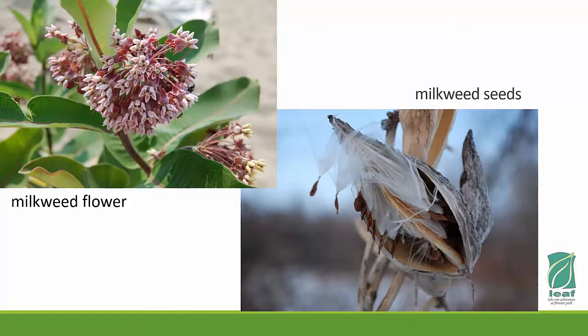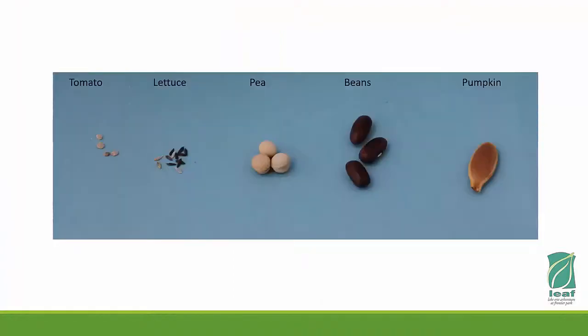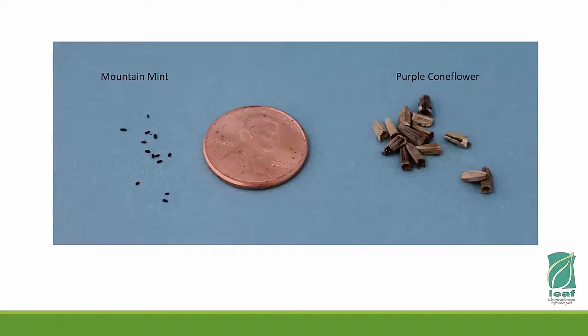Seeds may have many different shapes and sizes. Some plants produce very tiny seeds, while others produce very large seeds. For example, tomato seeds and lettuce seeds are very small. Beet seeds and pea seeds are large, and pumpkin seeds are very large. This picture shows two wildflower seeds. The tiny seed on the left is for mountain mint. The larger seeds on the right are for purple coneflower.